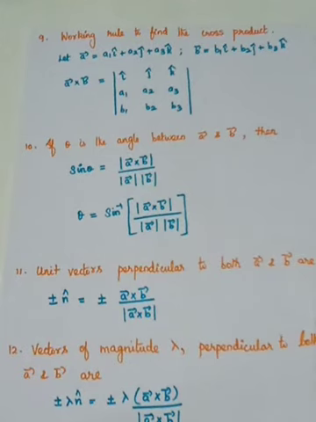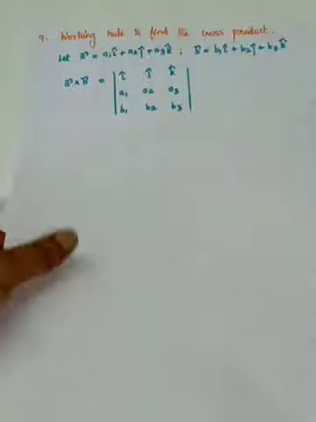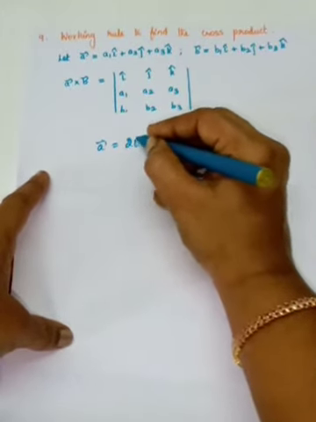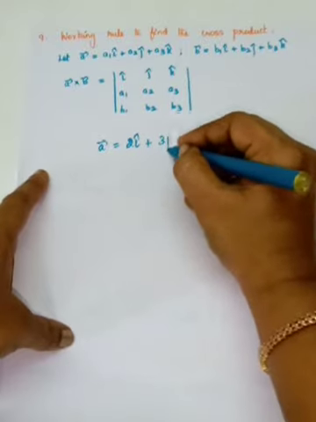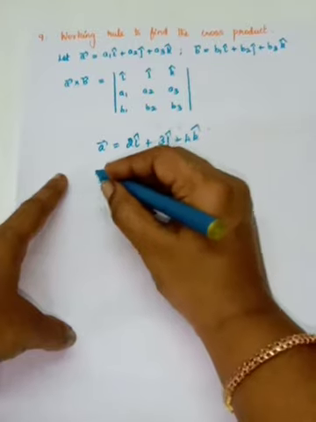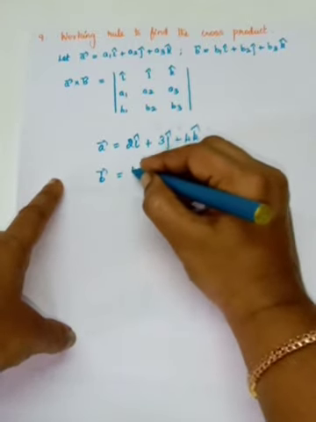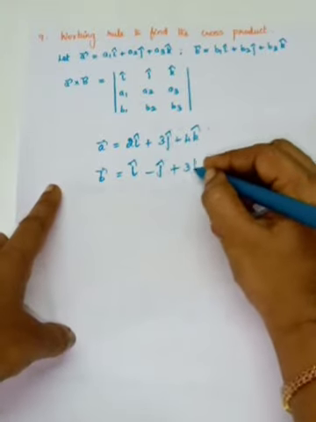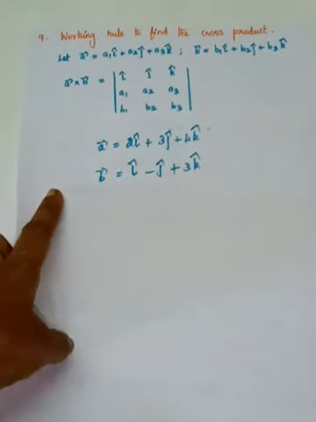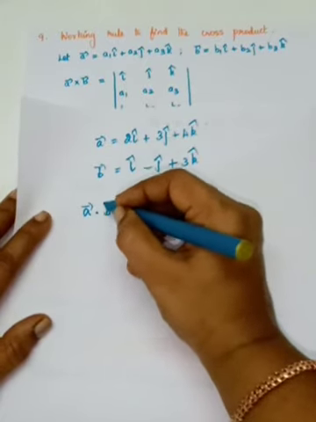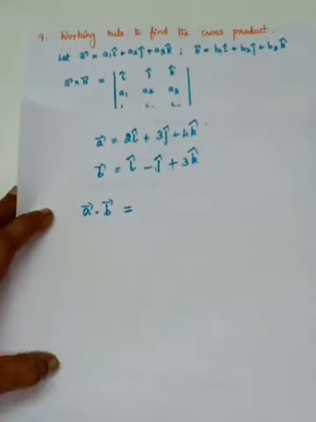Okay, so the next one, see for example, here a vector is taken as 2 i cap plus 3 j cap plus 4 k cap. And b vector can be written as i cap minus j cap plus 3 k cap. So you have to find the dot product between them. So how to find the dot product?